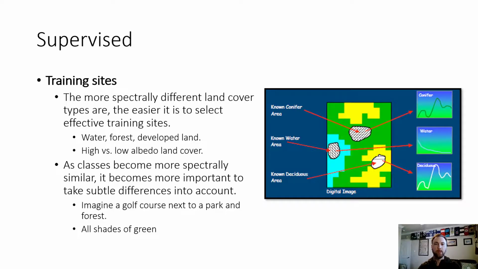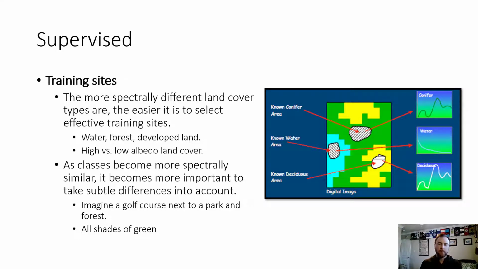So the more spectrally different land cover types are, the easier it is to select effective training sites. So water and forest and developed land are clearly different, have clearly different spectral signatures. Also high versus low albedo land cover. So if you had snow versus rock, or say grass versus water, one has a higher albedo, and albedo is just reflectance. As classes become more spectrally similar, it becomes more important to take subtle differences into account.